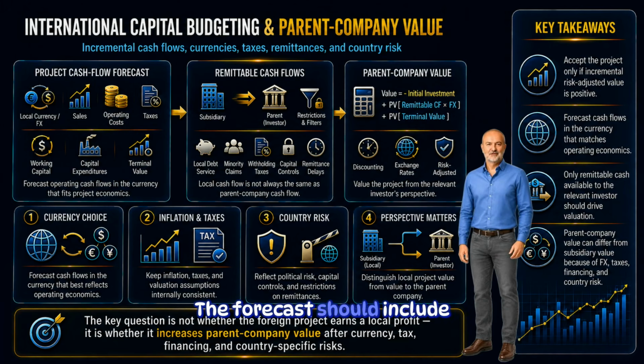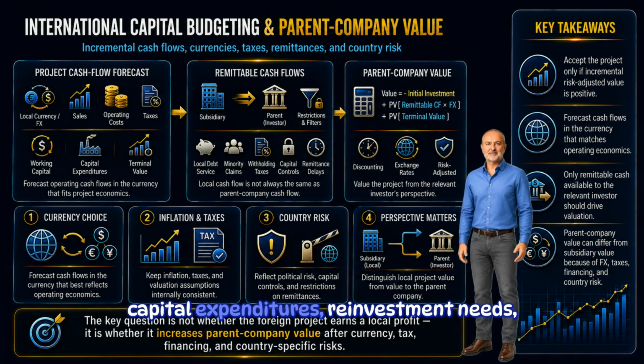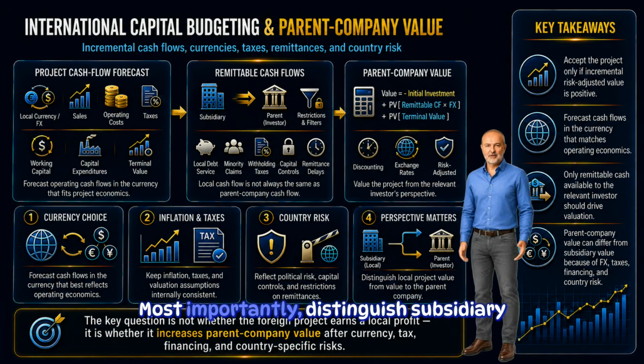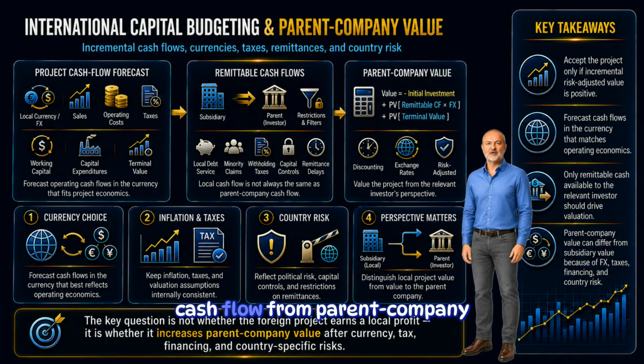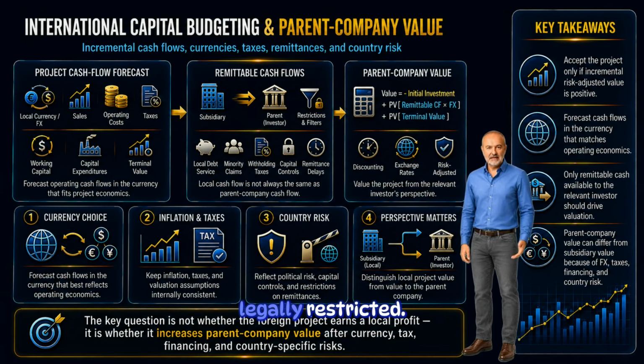The forecast should include sales, operating costs, tax depreciation, taxes, working capital, capital expenditures, reinvestment needs, and exit value. Most importantly, distinguish subsidiary cash flow from parent company cash flow. Cash generated locally may be retained for operations, used for local debt service, shared with minority owners, taxed, delayed, or legally restricted. Only cash available to the relevant investor should drive that investor's valuation.